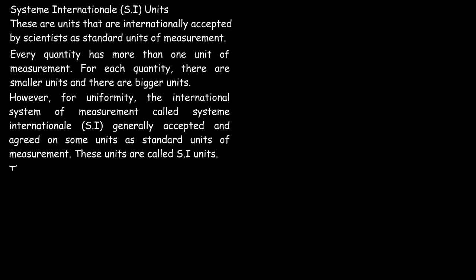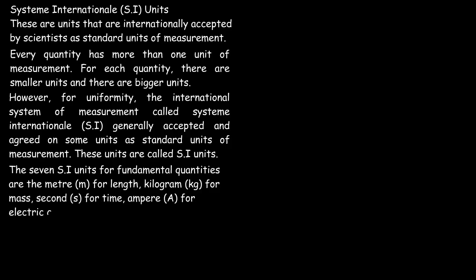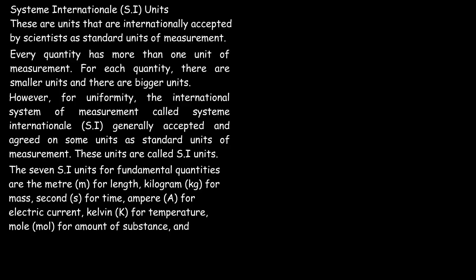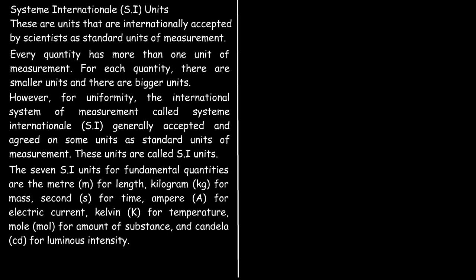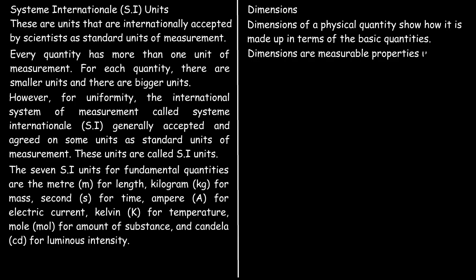For example, the 7 SI units for fundamental quantities are the meter for length, kilogram for mass, second for time, ampere for electric current, kelvin for temperature, mole for amount of substance, and candela for luminous intensity. Now the last concept we'll be discussing is dimension. The dimensions of a physical quantity show how it is made up in terms of the basic quantities.